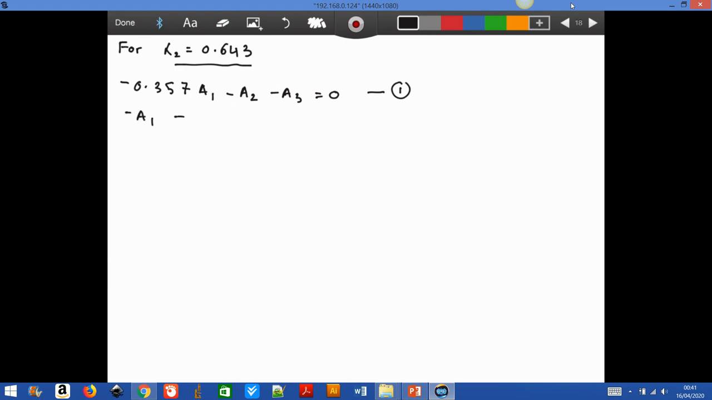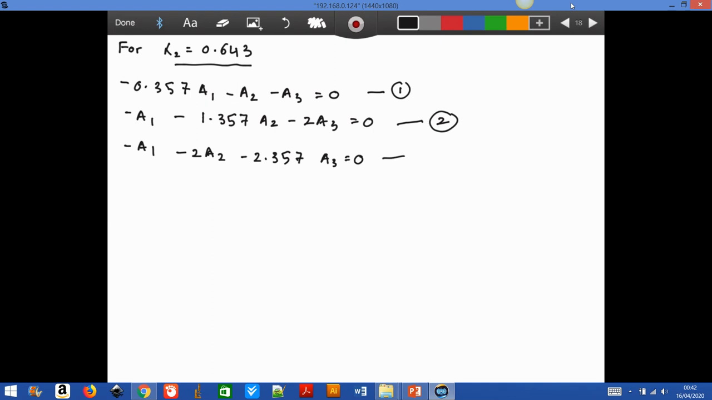Second equation: -1.357 a2 minus 2a3 equals 0. Third equation: -a1 minus 2a2 minus 2.357 a3 equals 0. So remember, what we need to find is the ratio a1 over a1, which will always become 1, a2 over a1, and a3 over a1.